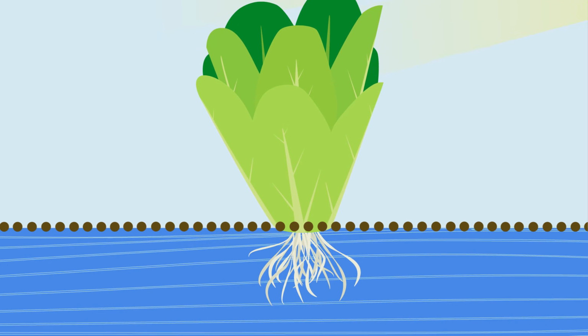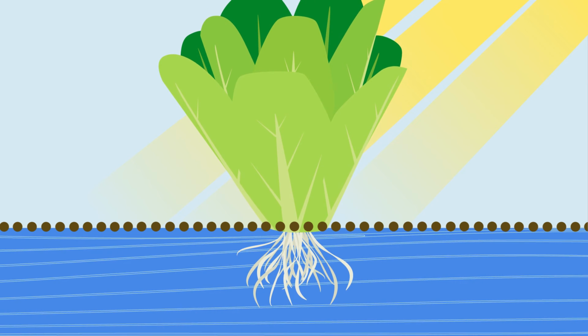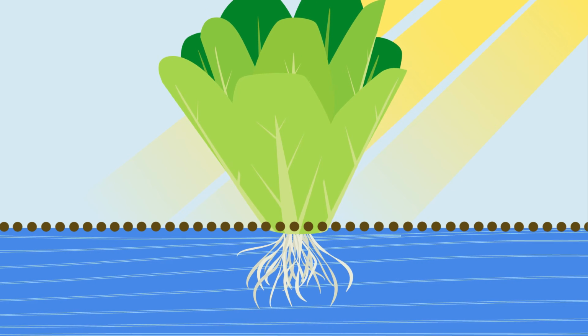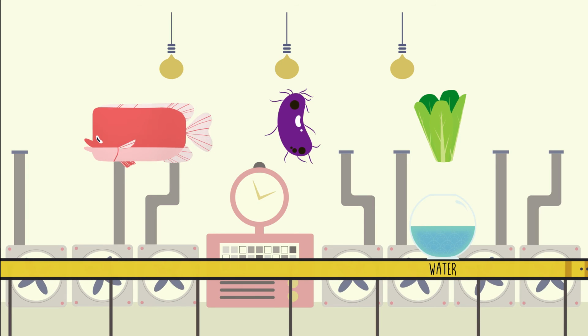Plants also need access to sunlight to perform photosynthesis, a process by which plants use sunlight to create food and plant matter from carbon dioxide and water. The water is then transported to the fish and the cycle continues.